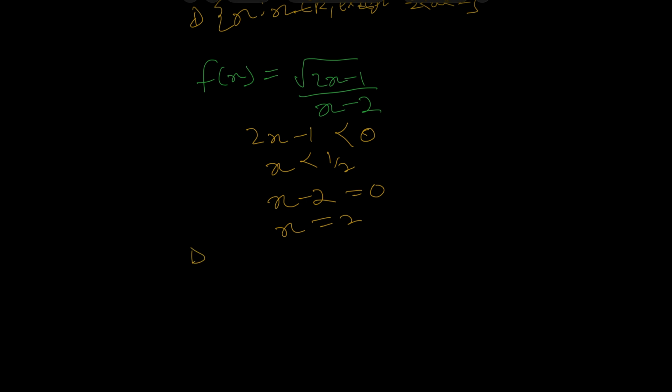So this means that our domain is the set of x such that x is a member of all real numbers except x is equal to 2 or x is less than 1 over 2.